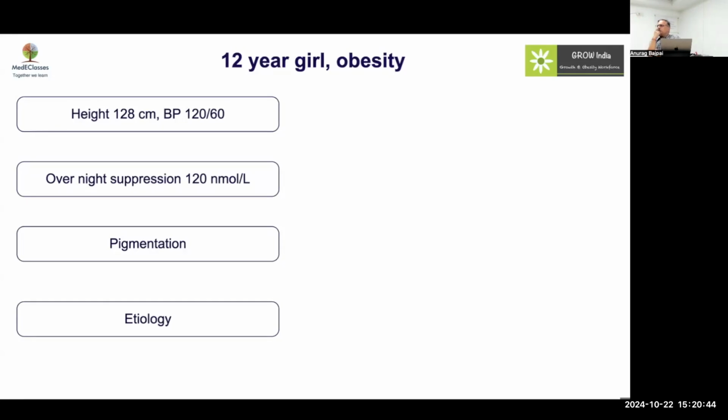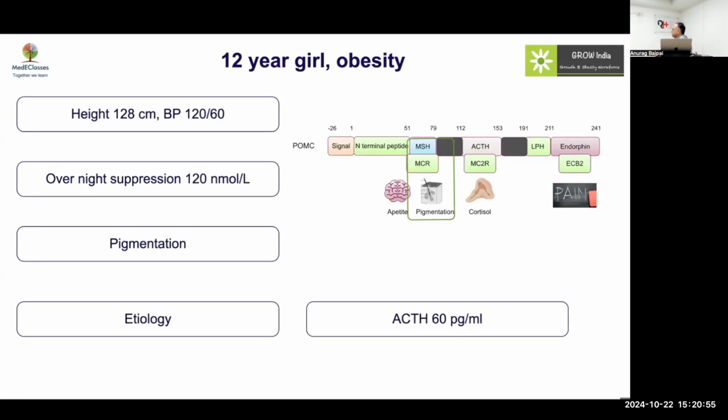Can it be exogenous? You said exogenous. So pigmentation is giving you a clear-cut clue. So it's an ACTH dependent Cushing's disease. So this is what you're looking at. Basically this is an ACTH excess. So you don't have to worry about adrenals. Look at the pituitary.